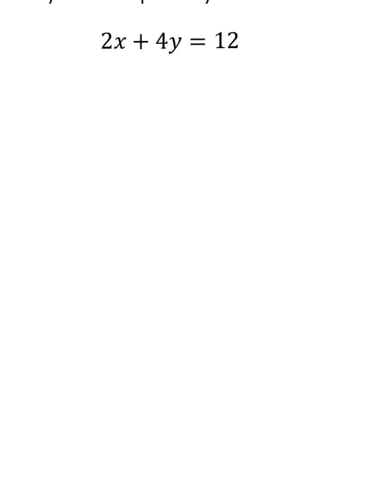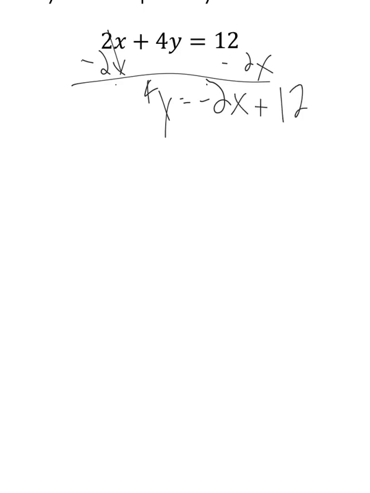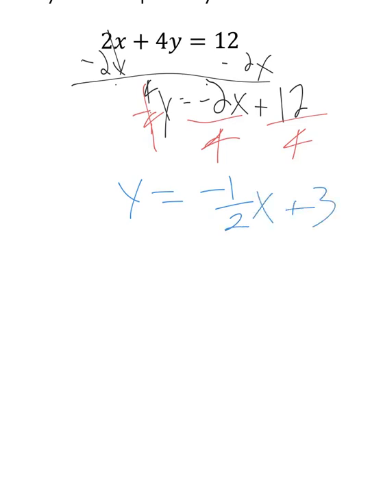Okay, so I have 2x plus 4y equals 12. What I'm going to do is I'm going to minus 2x to the other side. Then I have 4y equals, I'll put it in order this time rather than do it at the end, negative 2x plus 12. And now I can divide everything by 4. And it was just a regular 4, not a negative. Alright, so I have y equals, let's see, that'll reduce to negative 1/2x plus 3.